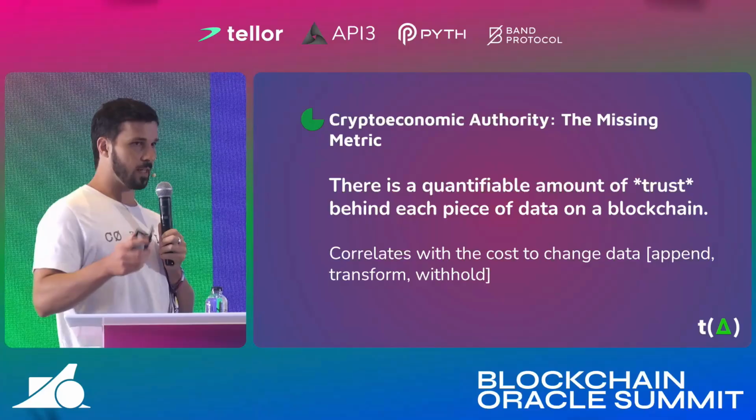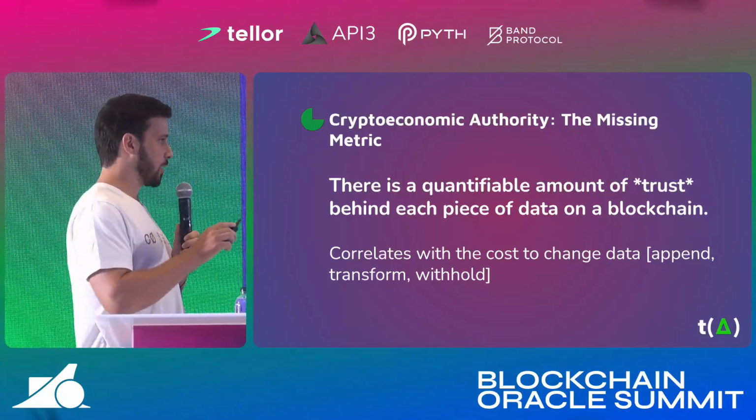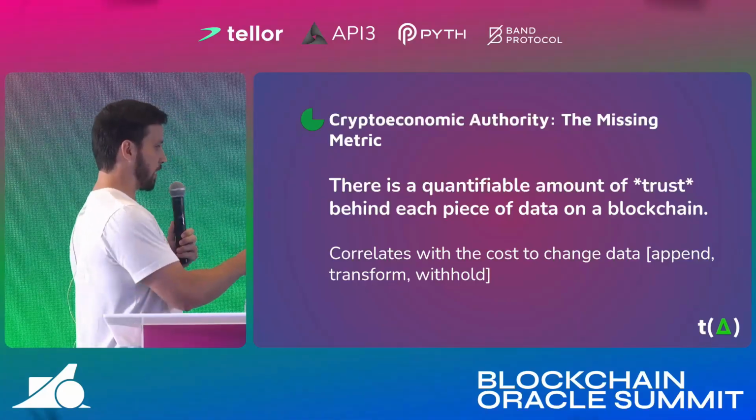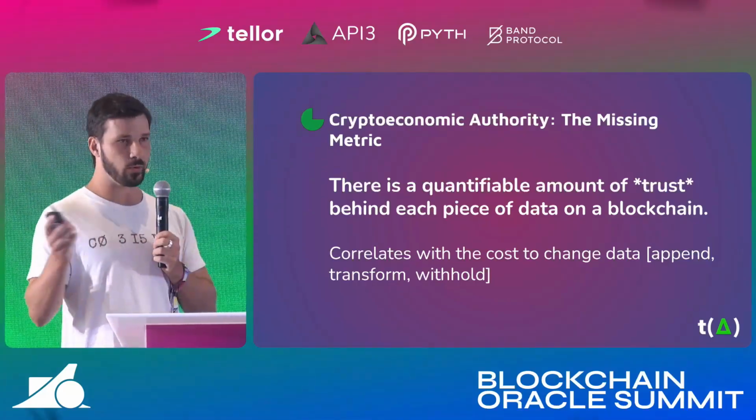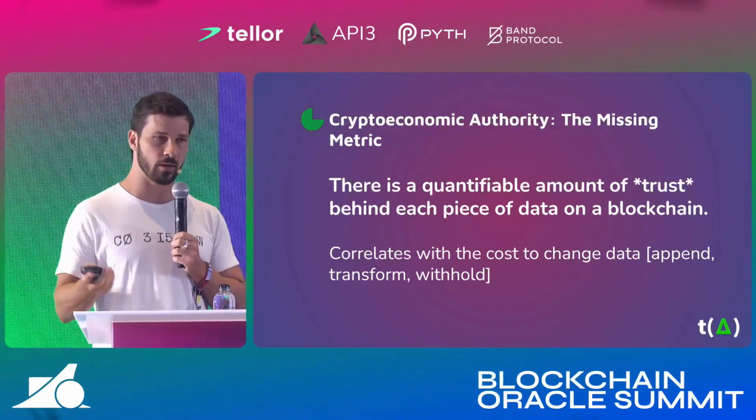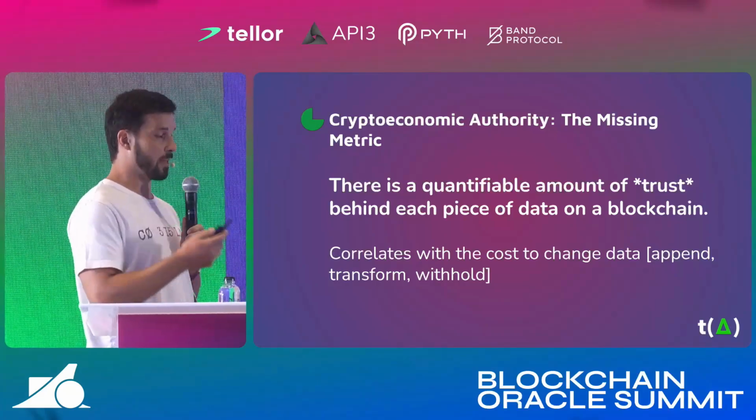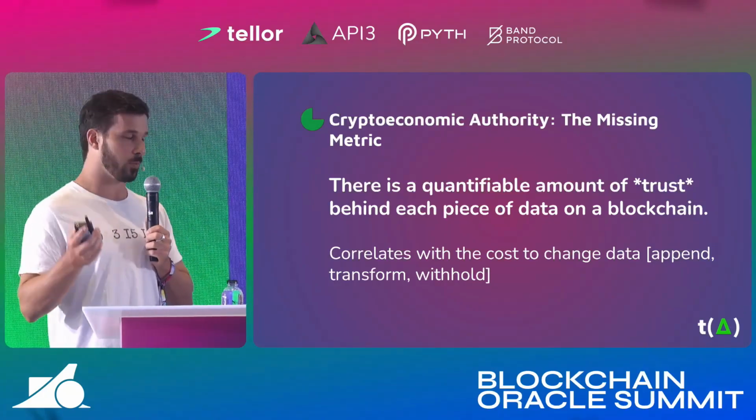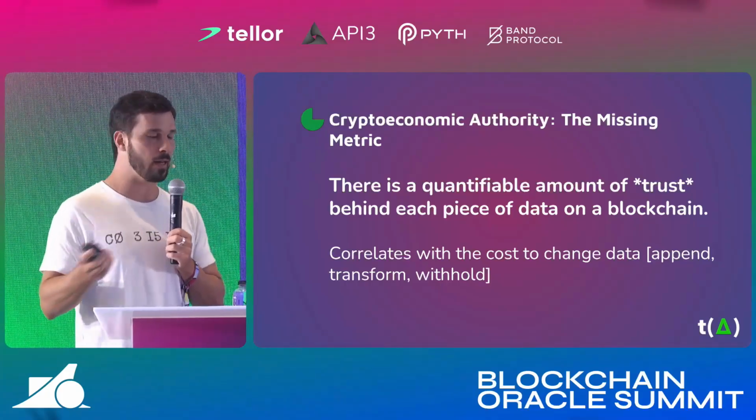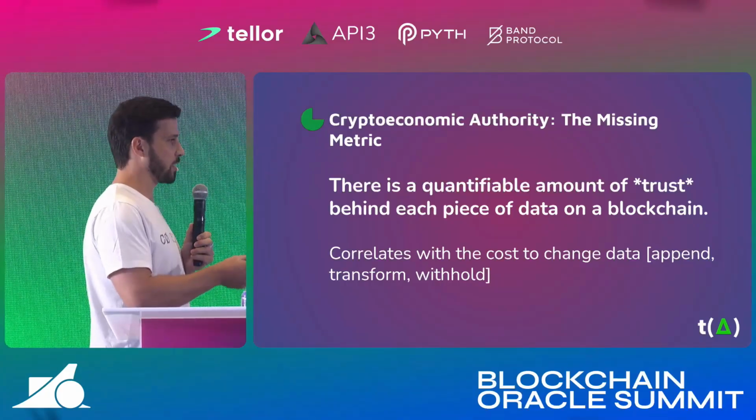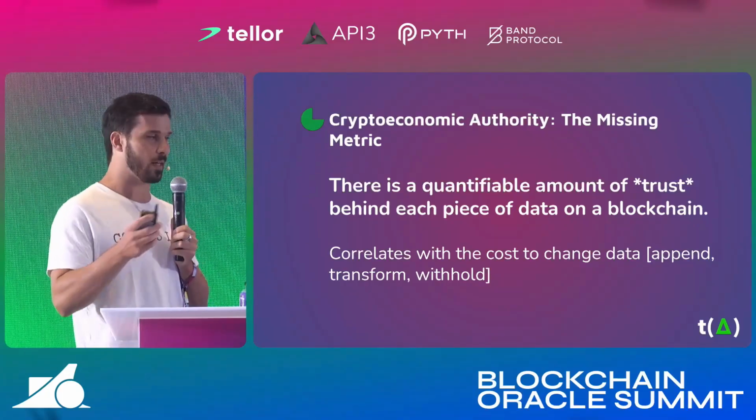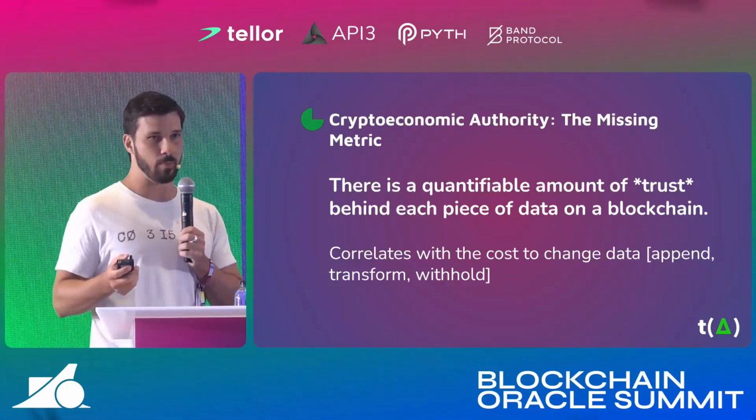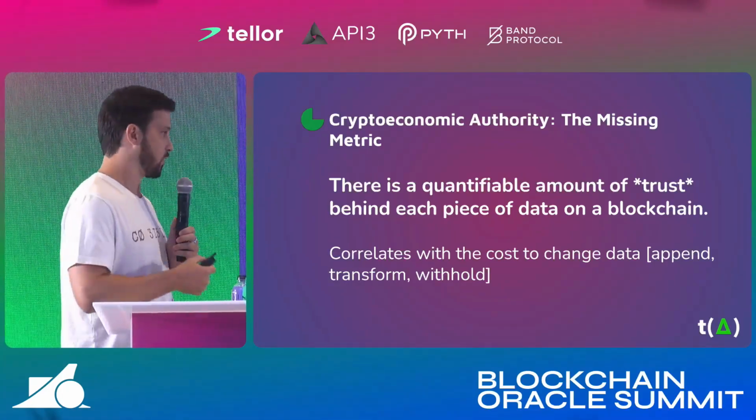And everything can be reduced to the cost that it takes to change that piece of data. Like I said, append, transform, withhold, these are the few ways that you can change data on a blockchain, and you can quantify exactly how much this is for anything that lives on chain. You can approximate it for things that are off chain, and you can use proxies to calculate what this might be to get a range, a band of how secure a piece of data might be or how much trust you can put into it.